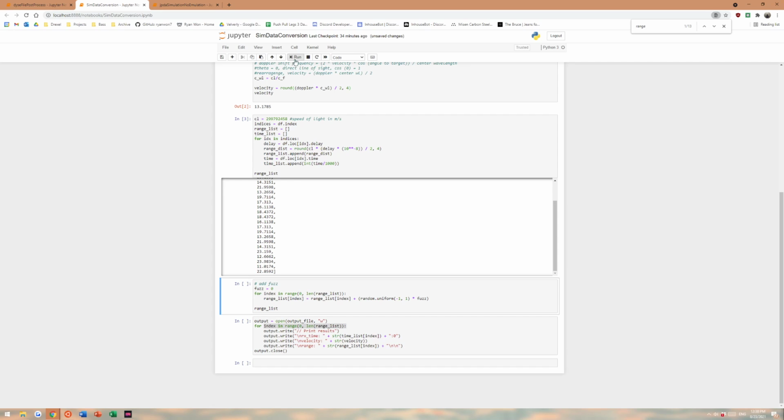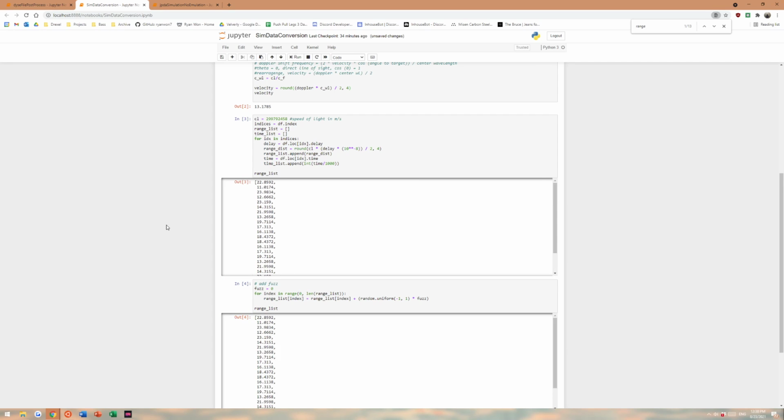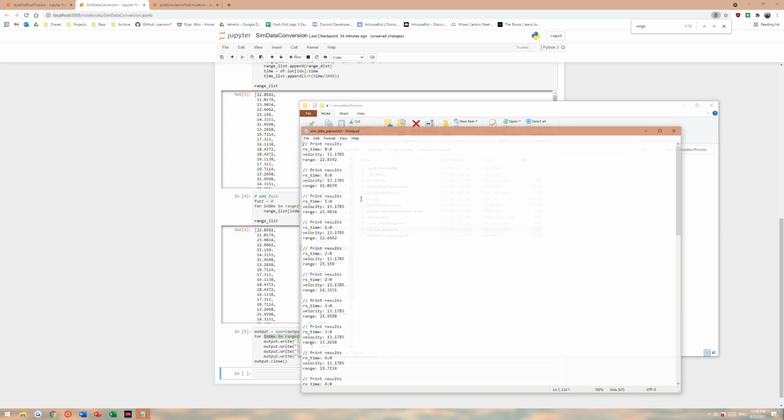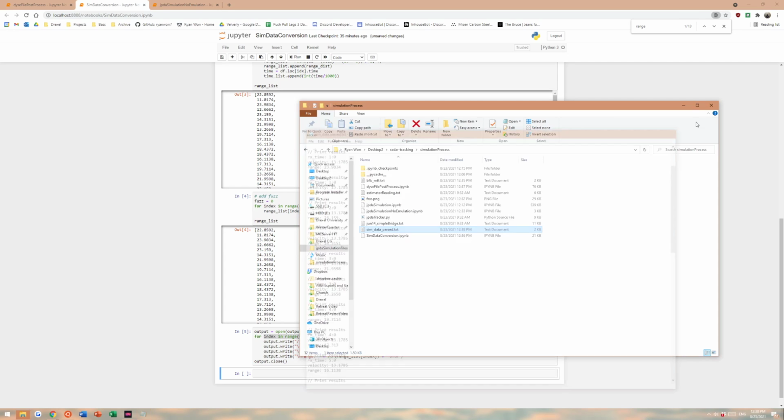Now this is a function I had to add, fuzz. We'll explain that a bit later, but since this is a purely simulated environment, it is fairly easy to get good results. So we'll come back to this, but then we write this output, and now if we look at the sim data parse, we have this newly formatted data with the correct velocity and range at the correct times.